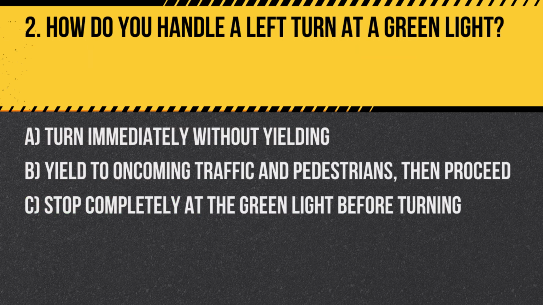Question 2. How do you handle a left turn at a green light? A. Turn immediately without yielding. B. Yield to oncoming traffic and pedestrians, then proceed. C. Stop completely at the green light before turning.